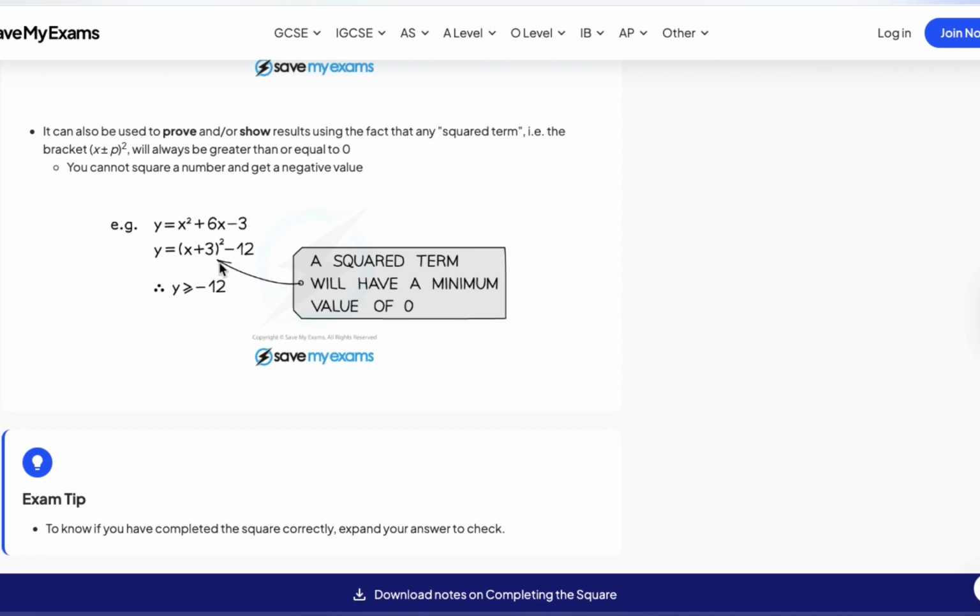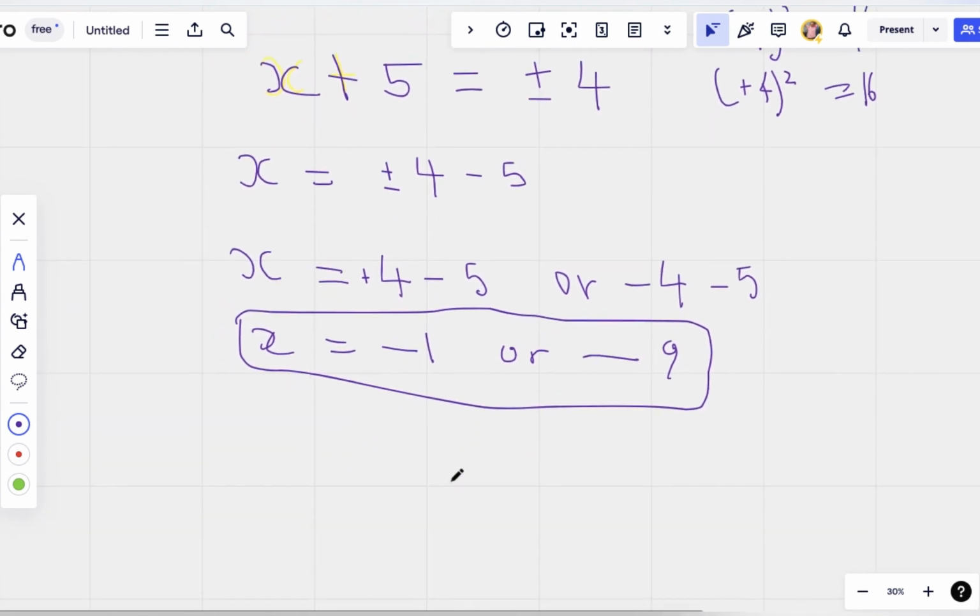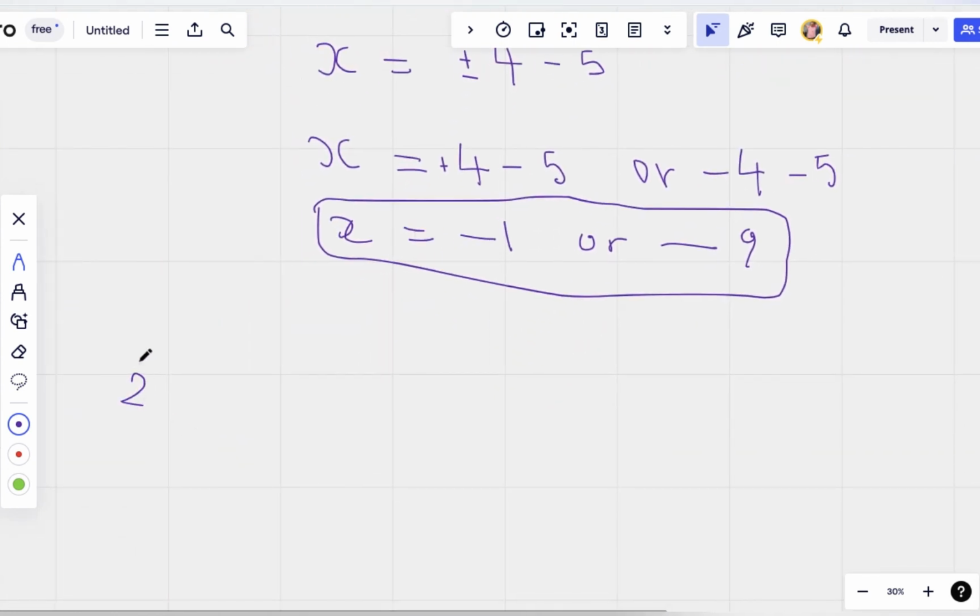What if we give you this? They say a square term. Let's say we give you this one. They say put it in the completed square form, or find the values of y. So this one we can solve also, by taking x squared plus 6x minus 3. This one will just be fast in the solving because the first example was for explanation.